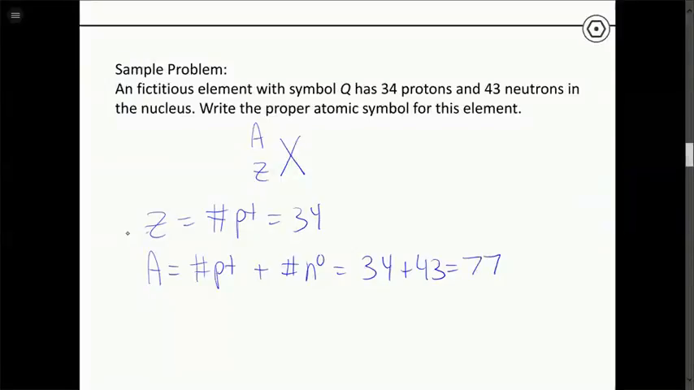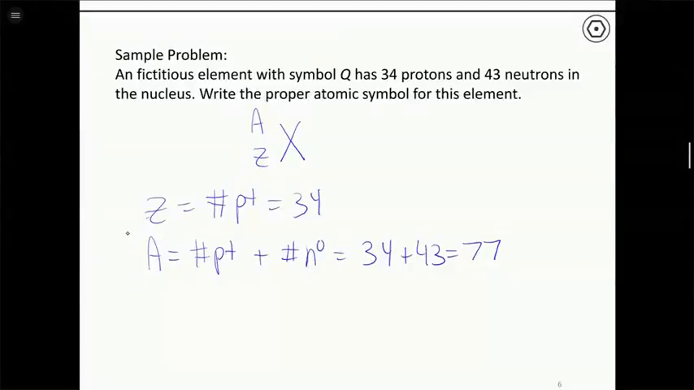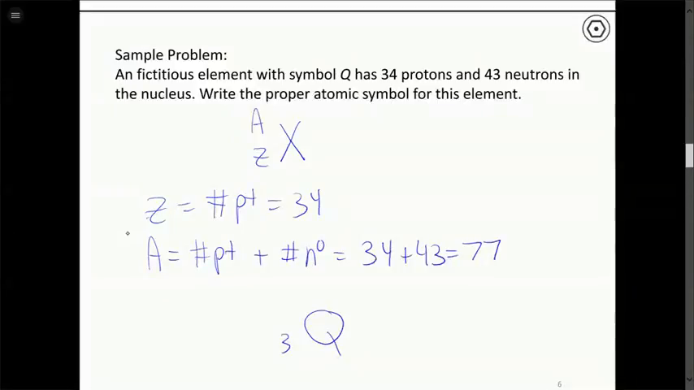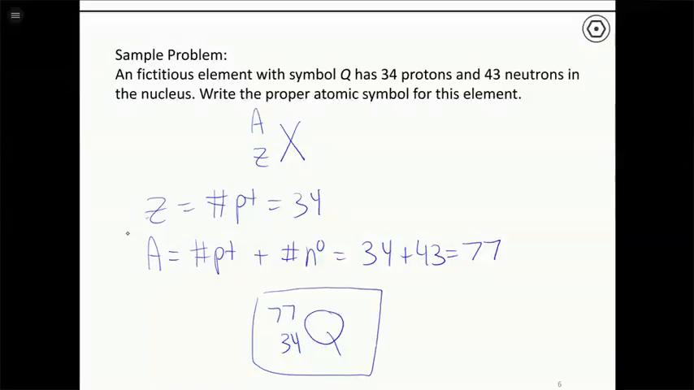So if we write the symbol out for this element, we say the symbol is Q. There's no real element that has Q as its symbol, but in this fictitious world there is. And then it's going to have an atomic number of 34, which goes on the bottom, a mass number of 77, which goes on the top. All right, so we should be familiar then with these atomic symbols and how to then determine the number of subatomic particles based on the symbol.